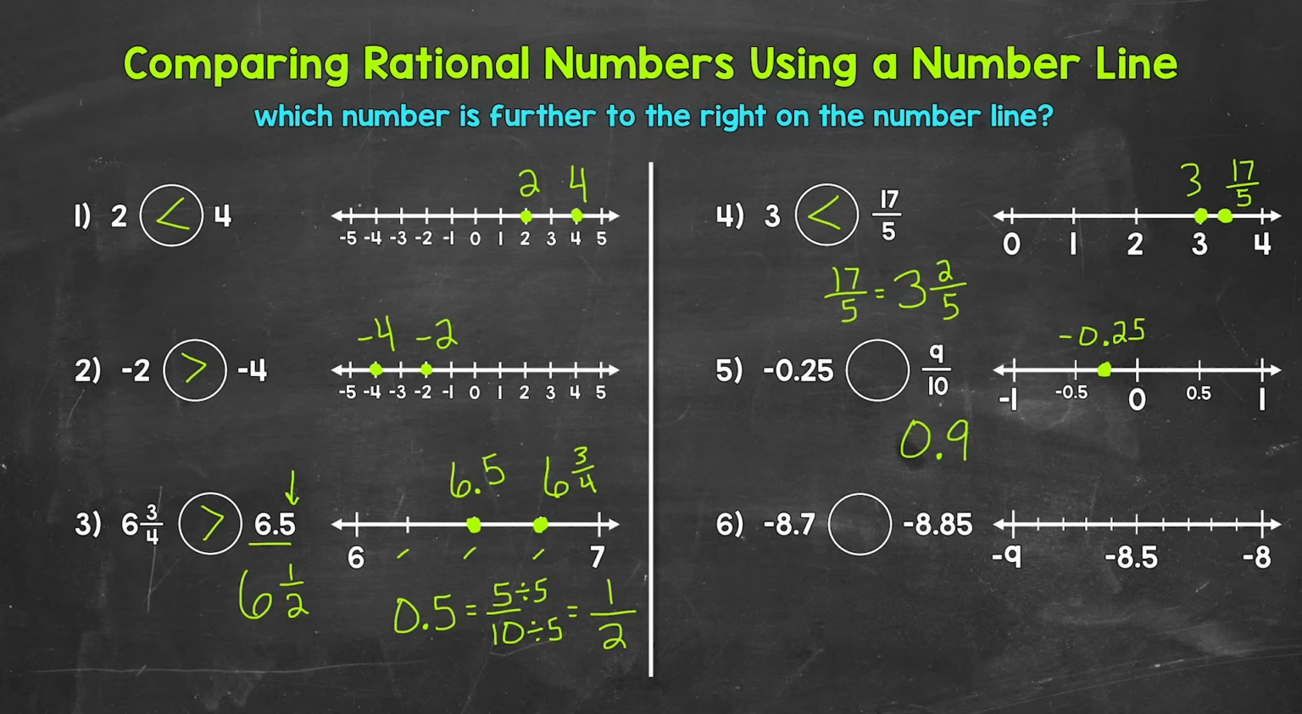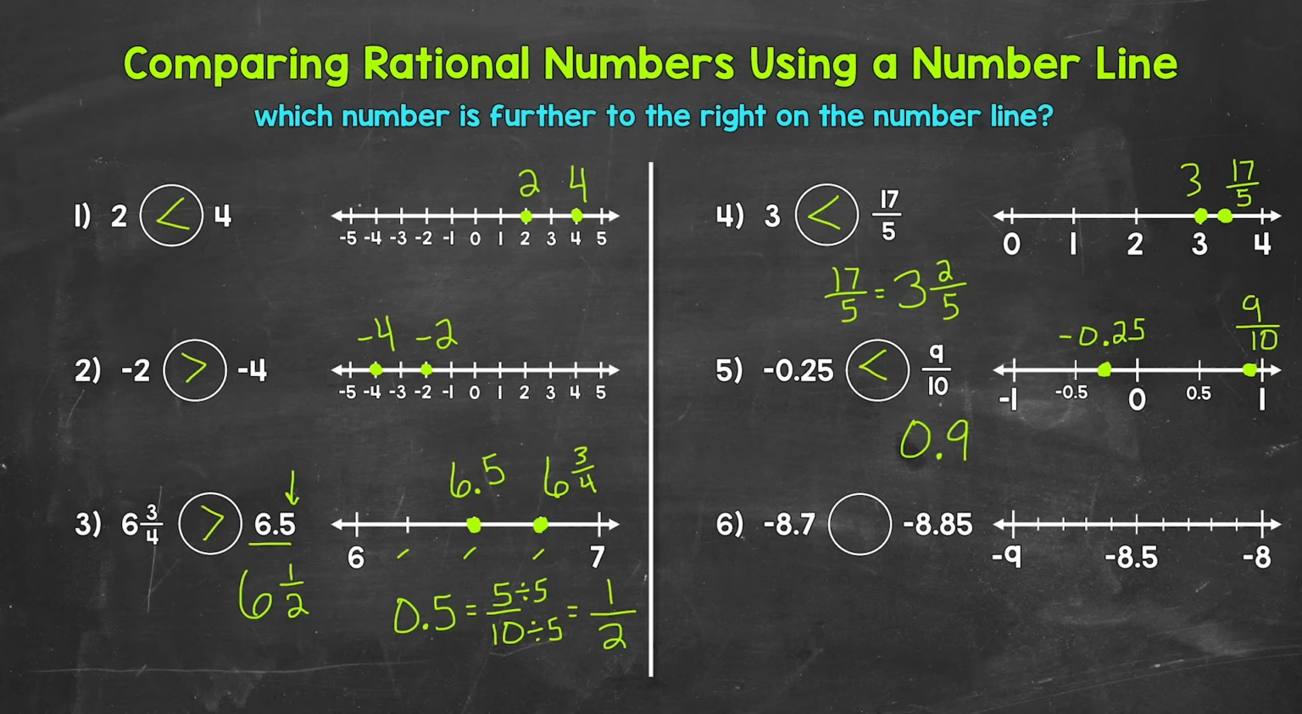And then 9 tenths is to the right of 0 and in between 5 tenths and 1. 9 tenths is pretty close to 1. It's only 1/10 away. So let's put 9 tenths right here, and I'll write it in the original fractional form. So we can see that 9 tenths is further right on the number line and therefore greater in value. So as far as the comparison, negative 25 hundredths is less than 9 tenths.